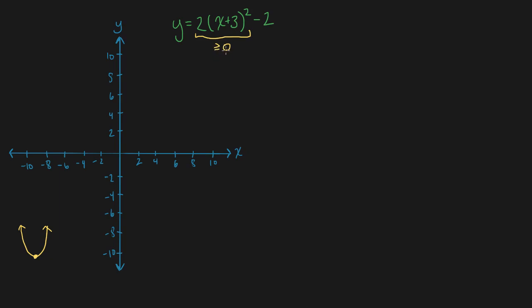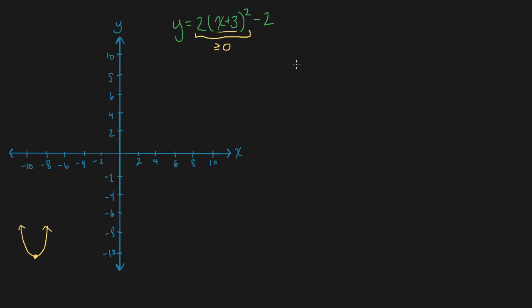And if it can be equal to 0, then that will be the lowest point on our graph, because we'll have 0 for this part, and then we'll subtract 2. Now, how can we make this 0? Well, the only way that we can make this 0 is to find some way that we can make the part inside the parentheses equal to 0. So how can we make x plus 3 equal to 0?